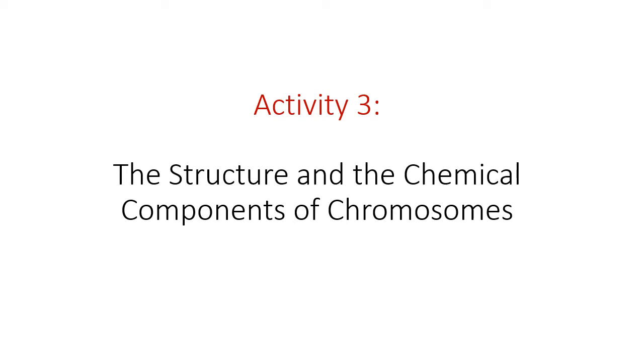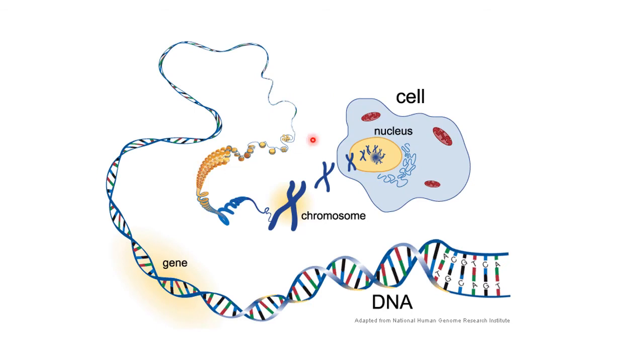Good morning, everyone. Today we will start with Activity 3, the structure and the chemical components of chromosomes. We will talk about the components and the constituents of a chromosome. In a cell, we can find the nucleus, the mitochondria, the organelle responsible for the energy, and other parts. The nucleus is the main part.